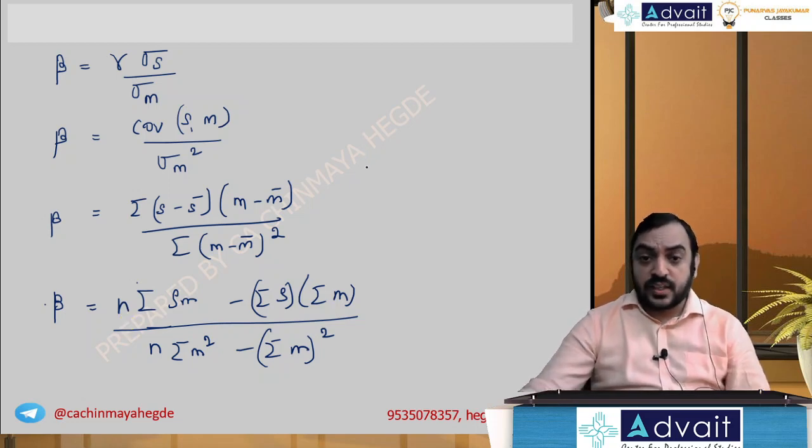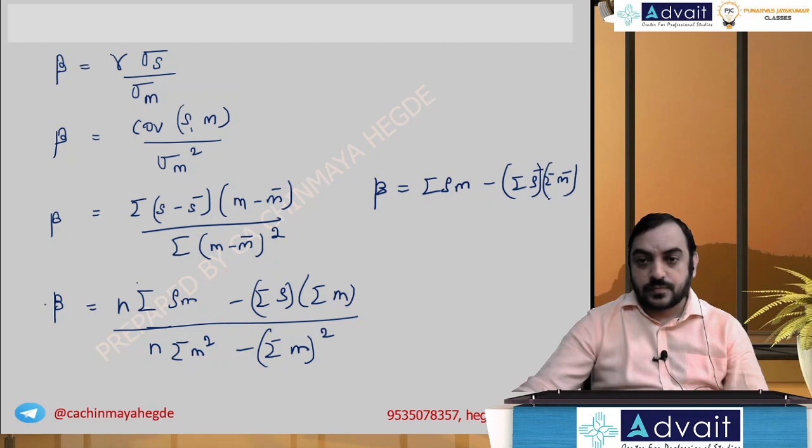We have one more formula that's also we can use, equals summation sm minus n into summation s bar summation m bar, whole divided by summation m square minus n into summation m bar whole square.